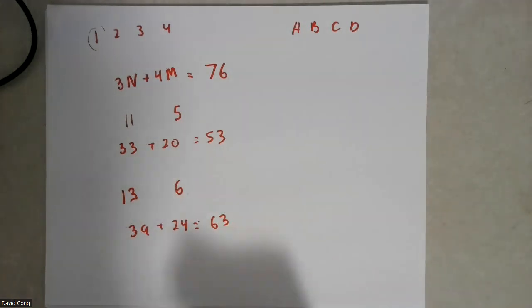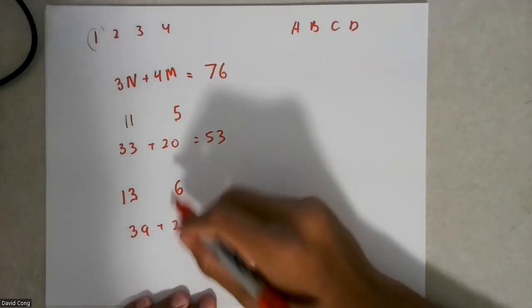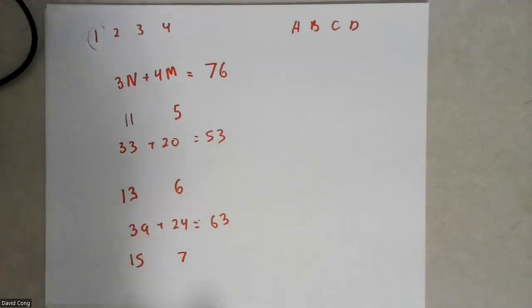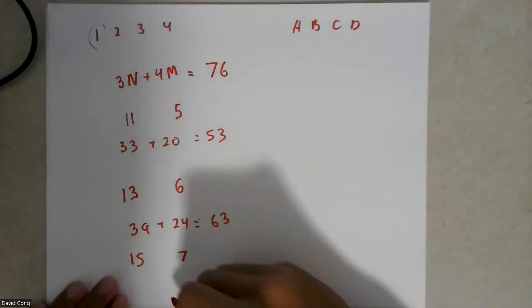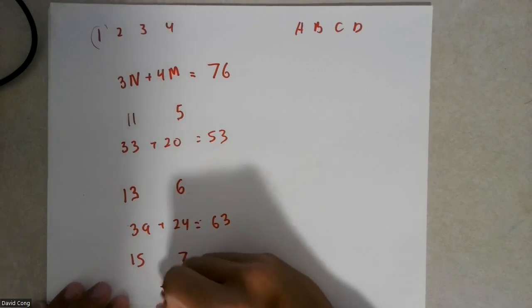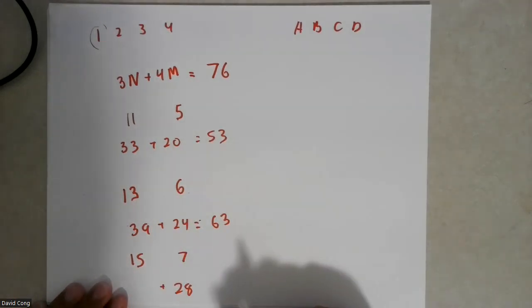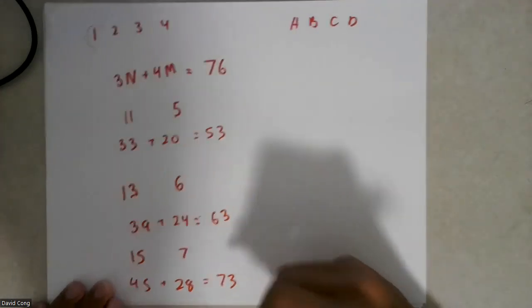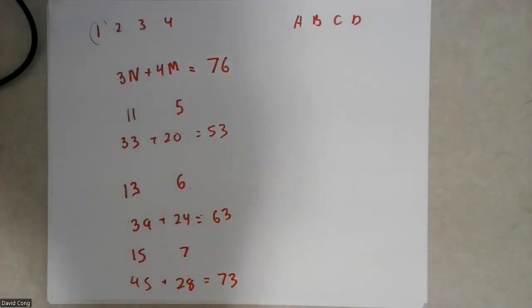Let's try again. Let's go up one more time. We play 7 games against outside teams, which means we have to play 15 in our own division. What does this give us? 28 plus 15 in our own division, 45. What does this sum to? 73. Now we're only 3 away.